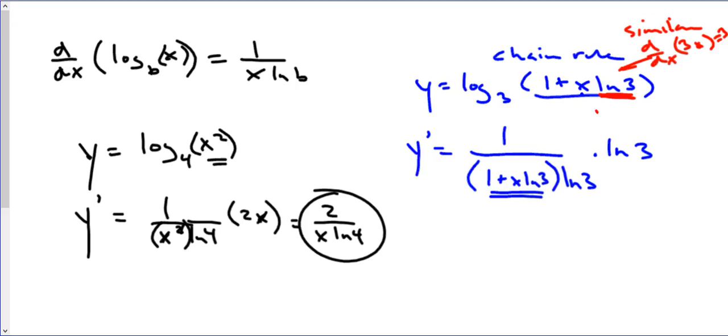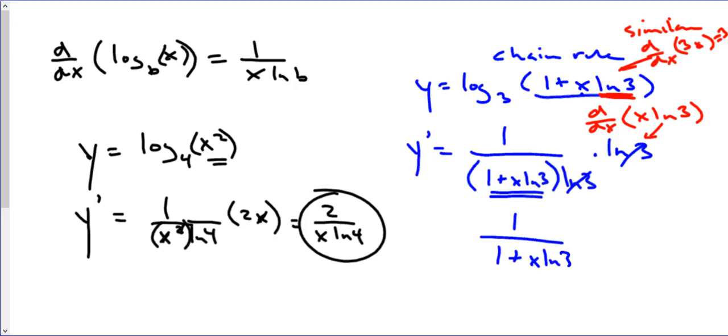So the derivative of x natural log of 3 is just going to be natural log of 3, because natural log of 3 is a constant, and that's where you get the answer. From here, we can cancel out, and we have 1 over 1 plus x natural log of 3 as our final answer.